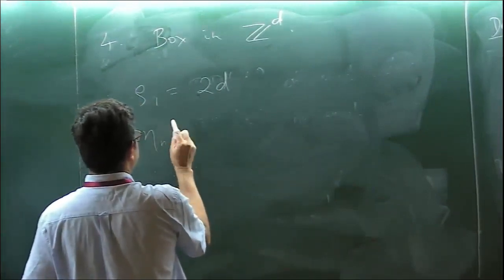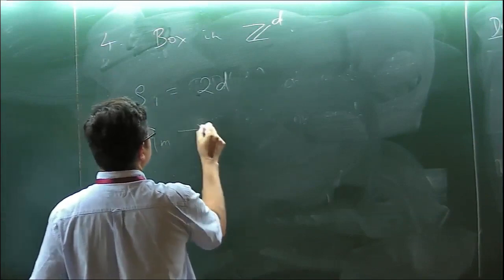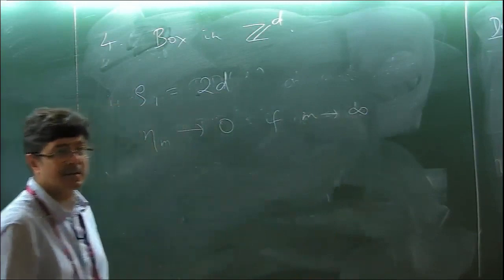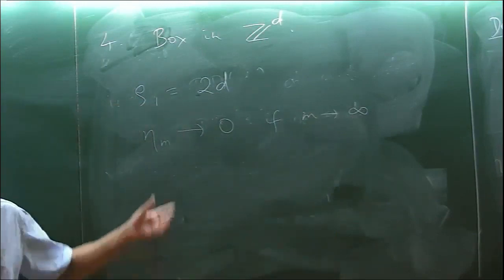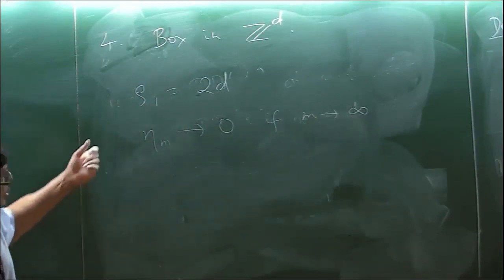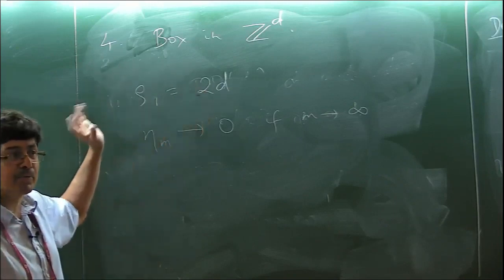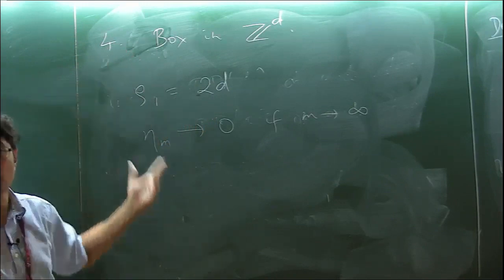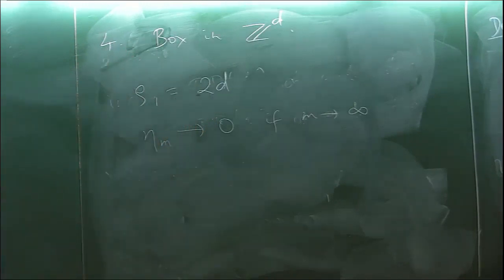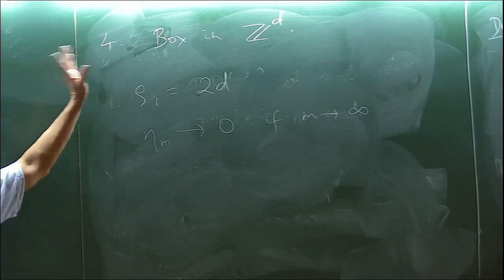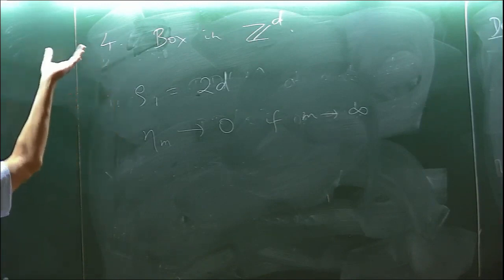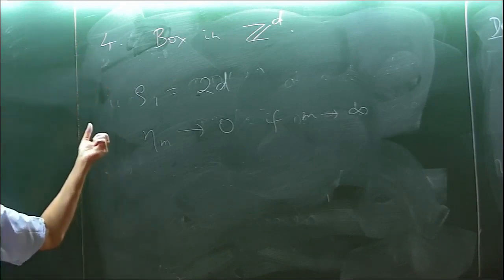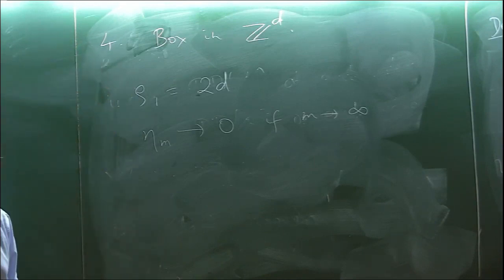And eta m goes to 0 if you take any sequence n going to infinity, then the expansion goes to 0. So in this case, the bounds tell us nothing useful. Maybe the upper bound tells you something useful, but the lower bound says nothing. So you need different techniques to show the threshold, which indeed Durrett et al. did to show the existence of a sharp transition in Z^d.